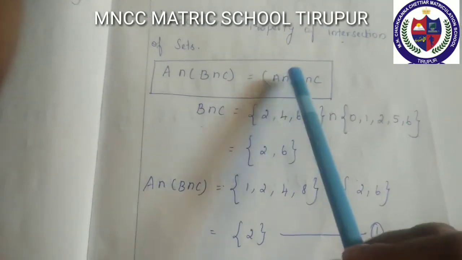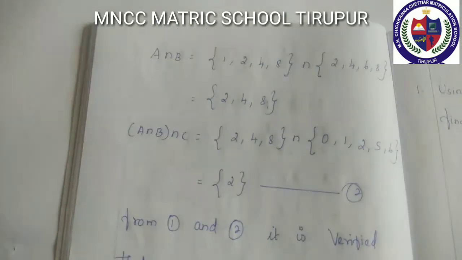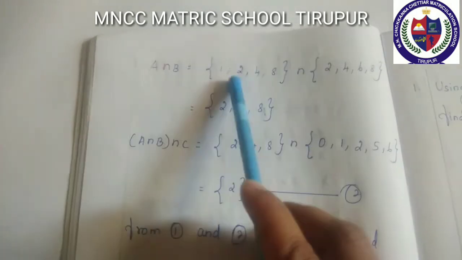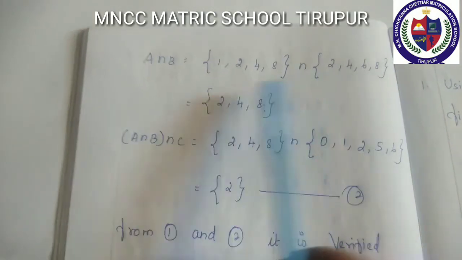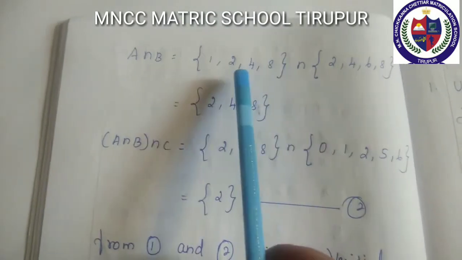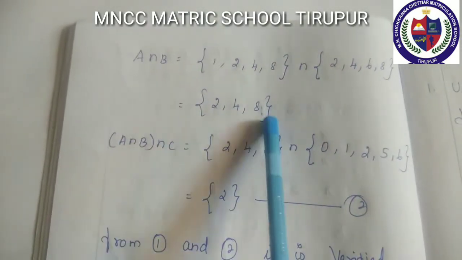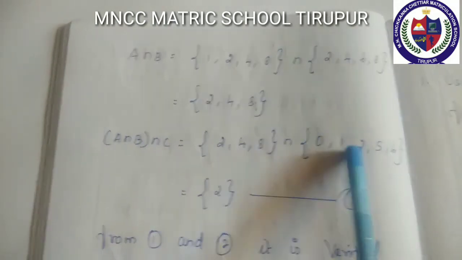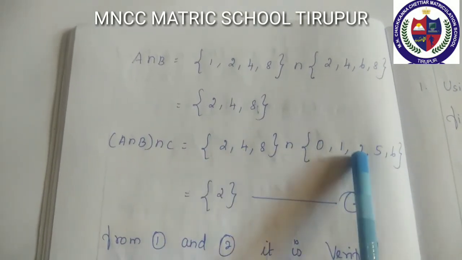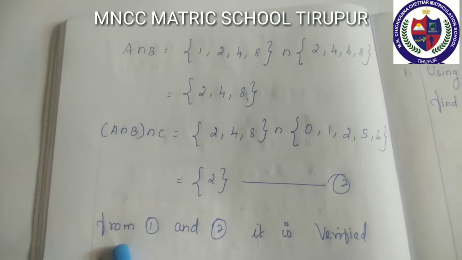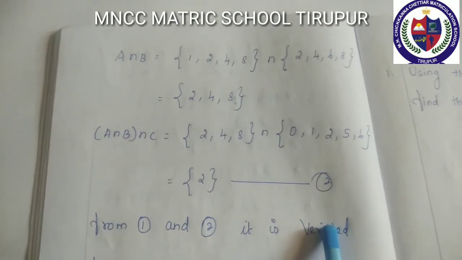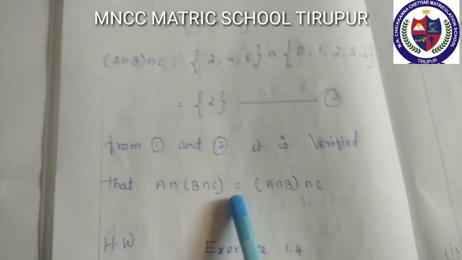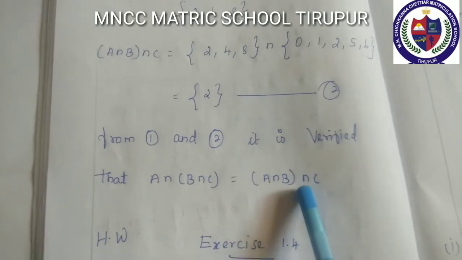Next we find the right hand side. First we find A intersection B, the value of A intersection the value of B. That is the common elements in both sets: 2, 4, 8. Next (A intersection B) intersection C: the common element in both sets is 2 only. So 2. From equation 1 and 2 it is verified that A intersection (B intersection C) is equal to (A intersection B) intersection C.